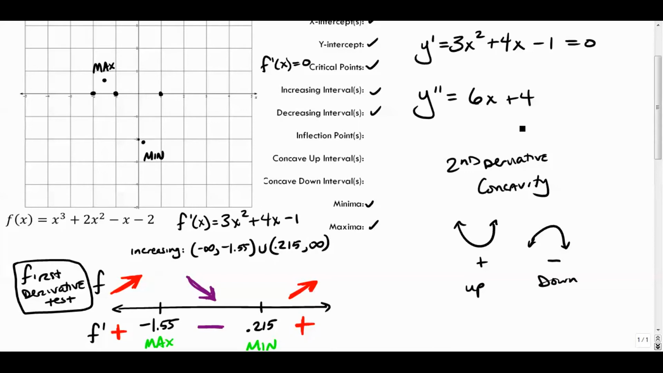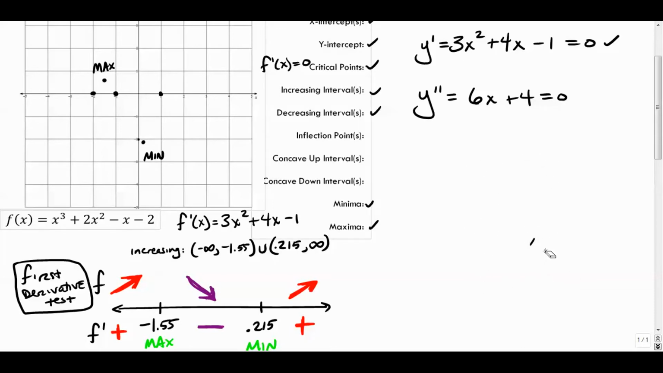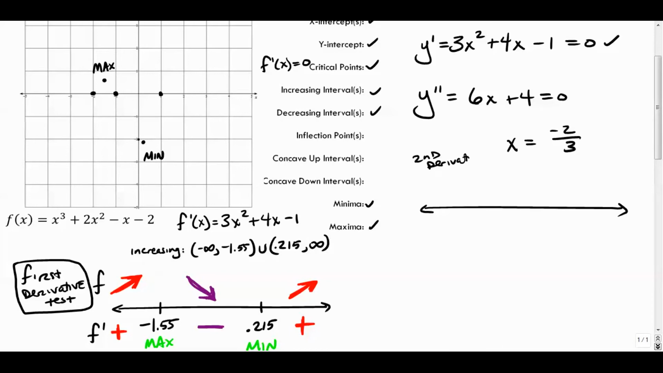So as we set our second derivative equal to 0, you'll notice we're doing the same thing that we did up here with the first derivative for inflection, or for increasing, decreasing, and critical points. We do the same thing here. We're kind of repeating that process. So when we set 6x plus 4 equal to 0, thankfully it's not too difficult. X is -2/3. I'm going to set that into a second derivative test. So -2/3 goes right here.